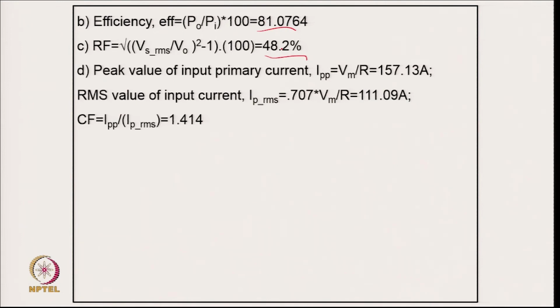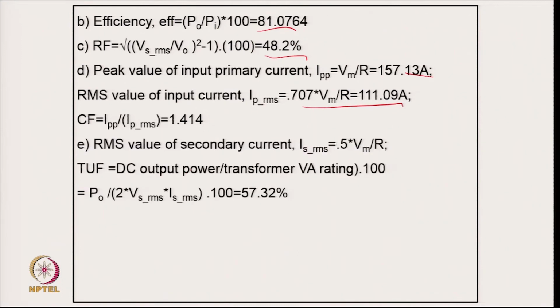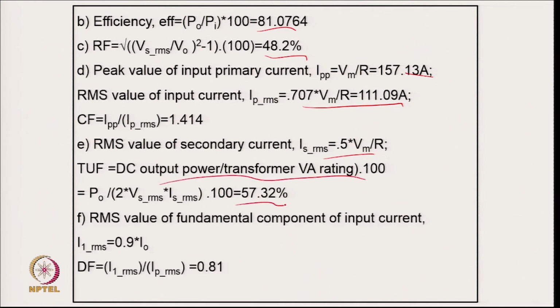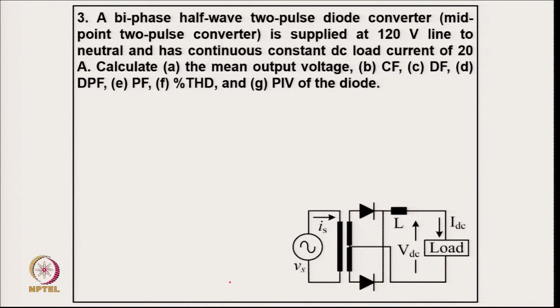Then ripple factor, quite a distorted output also, then the peak current, RMS current in supply, and then the crest factor, and we got an RMS current and the transformer utilization factor, which comes to around 57%. Then you can call it the fundamental current, and the distortion factor is 0.81, and then your power factor, that is distortion multiplied by displacement factor.